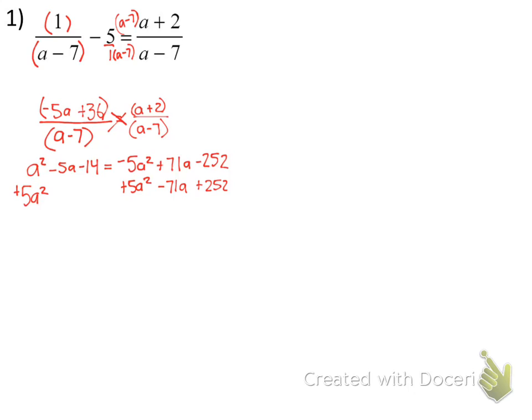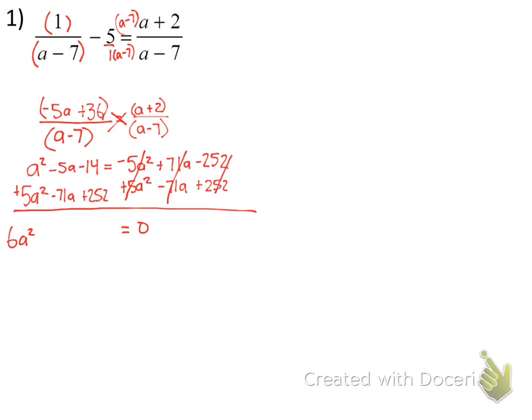So I'm going to add 5a squared on this side, subtract 71a, and add 252. Okay. When we do that, on the right side, everything gets canceled out. So all we're left with here is 0. On the left-hand side, we have 6a squared.